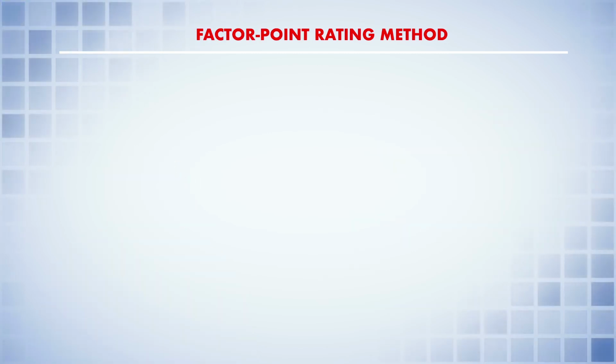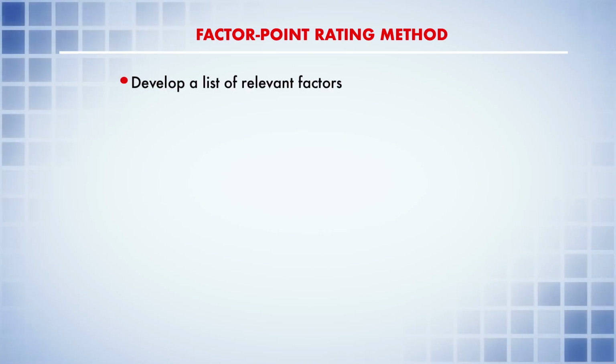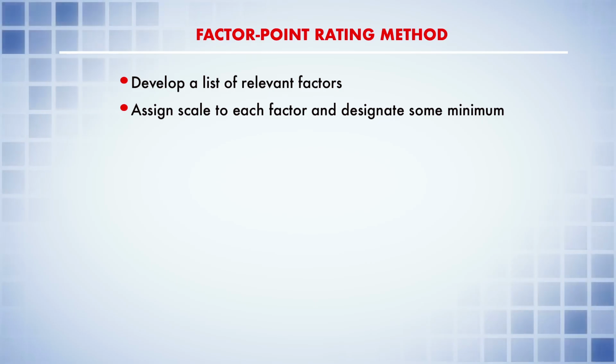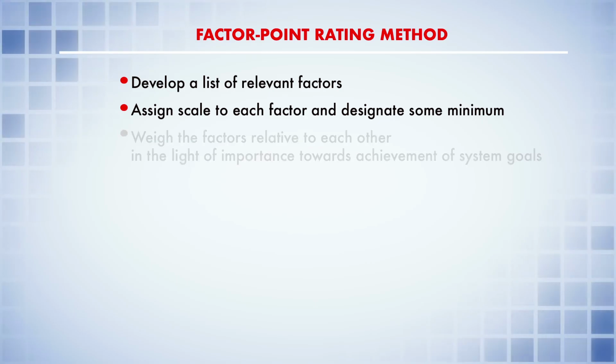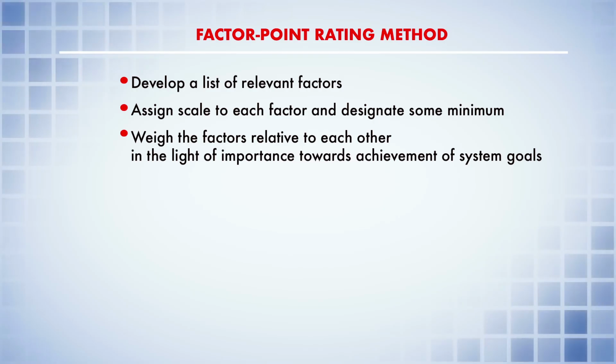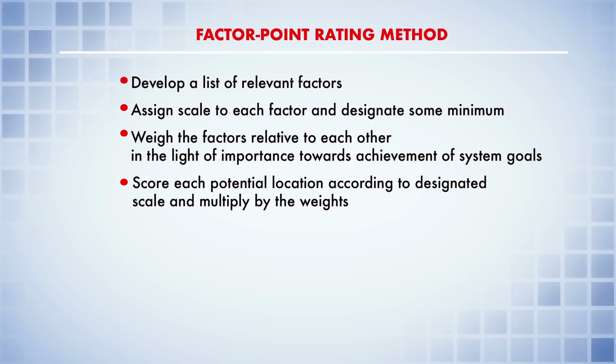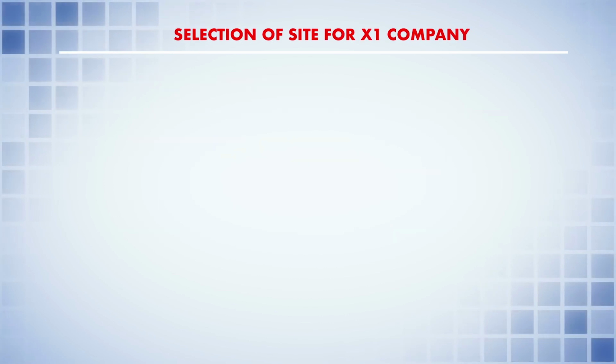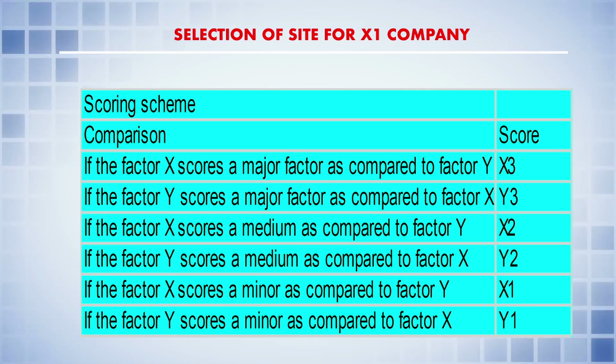Now, in the factor point rating method, we will develop a list of relevant factors, we will assign a scale, we weigh the factors, we will make a comparison among the factors, then score each potential location on the basis of some scale, and then we will choose the location on the basis of the total points.